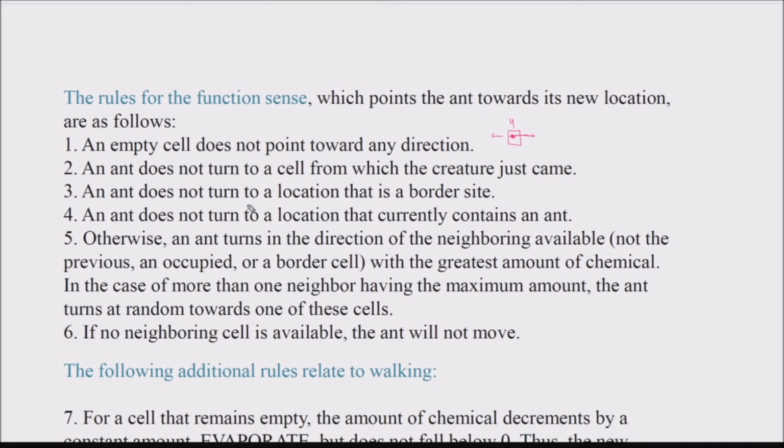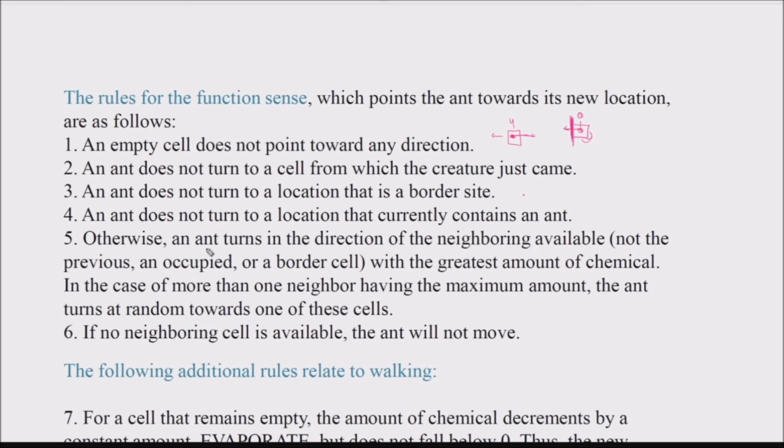And it does not turn to a location that is a border site. So if I am at the border like this, and this is an ant, he's never going to face this direction. There's a border here, right? So that is this right here. And an ant does not turn to a location that currently contains an ant. So if there's an ant here, he's never going to face this way or go there, right? So you actually have two choices to move. That's what it is.